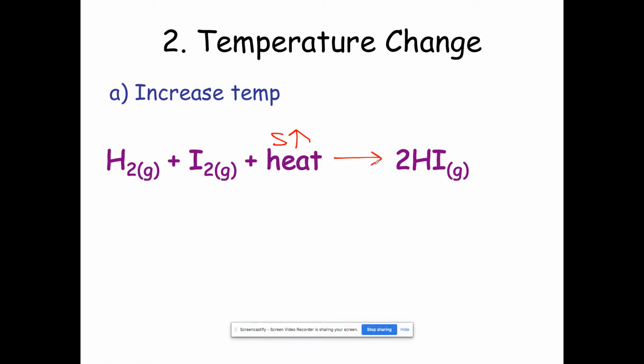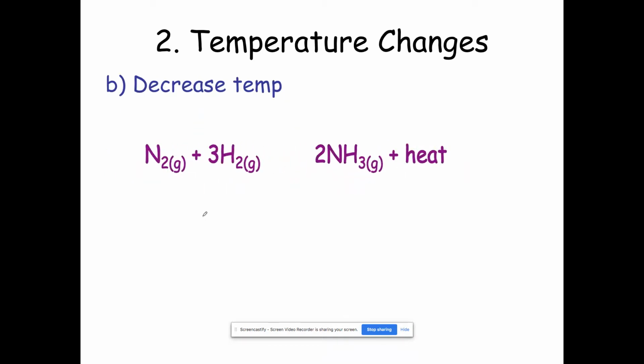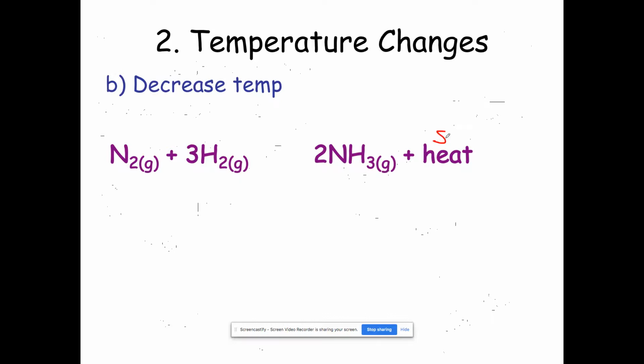So now if you're shifting towards this, we're going to make more. The amount of this hydrogen iodide will increase. The hydrogen and the iodine gases will decrease. Okay? Let's try one where we decrease heat. Not enough, shift towards. Shifting towards, it was at equilibrium.